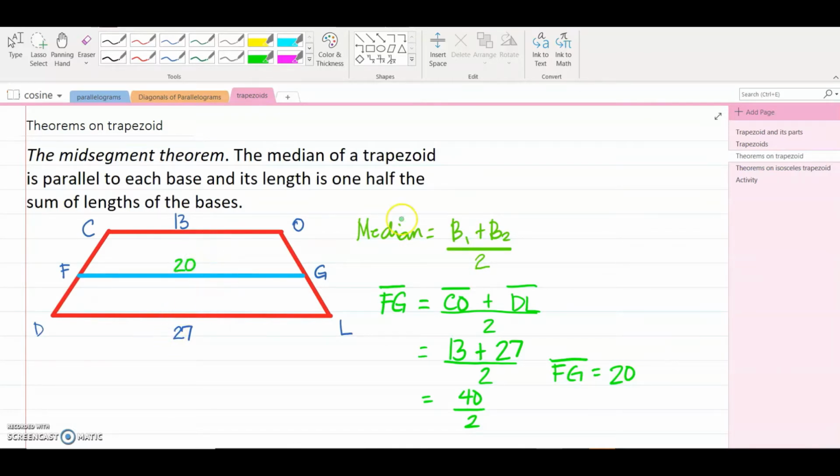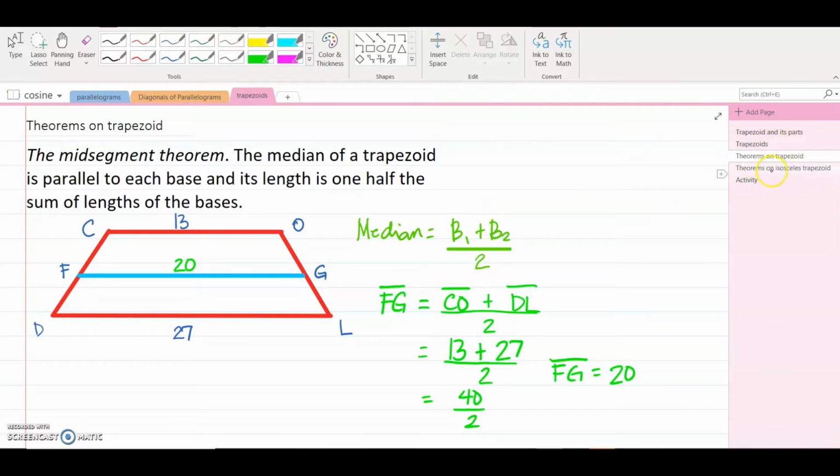Okay, so that is the formula on how to solve for the median. That is the first base plus the second base divided by 2. So that is the mid-segment theorem.